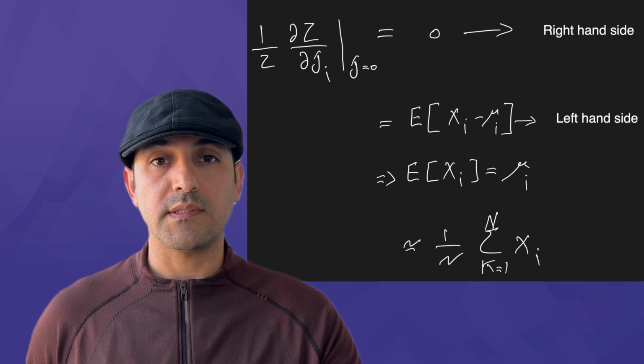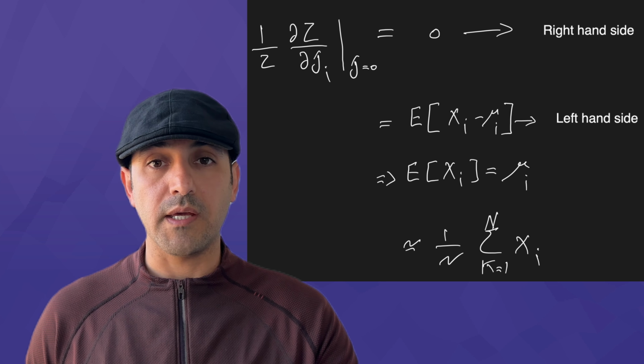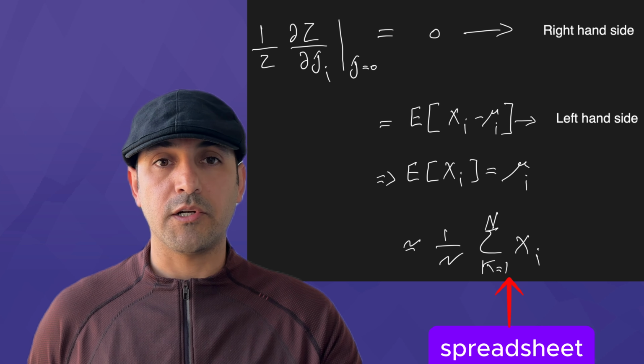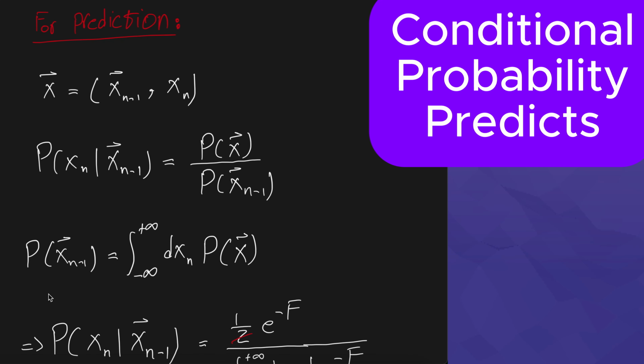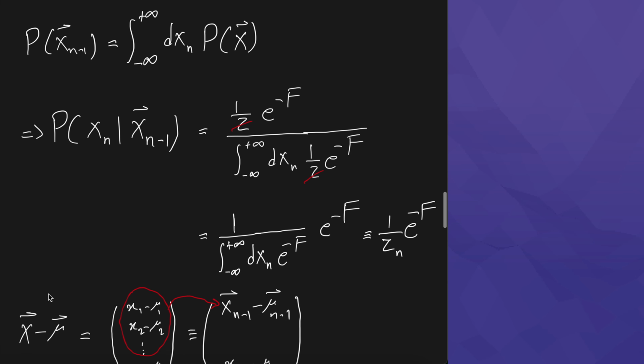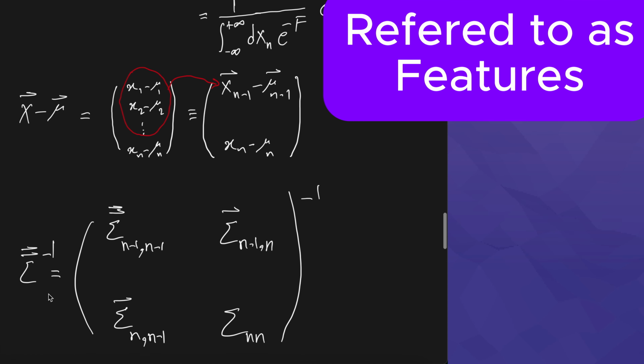Or here I can see that the first derivative of the partition function is the mean of the x minus mu, which is 0. Therefore, mu is the mean of x, which I can simply compute using data. Now that we are done with the training, we can use conditional probability to predict the last component of x, which means the last column in my spreadsheet, using the rest of the columns of the spreadsheet.